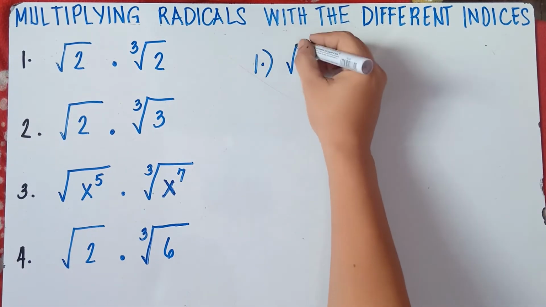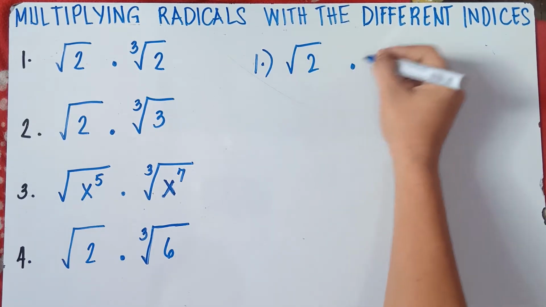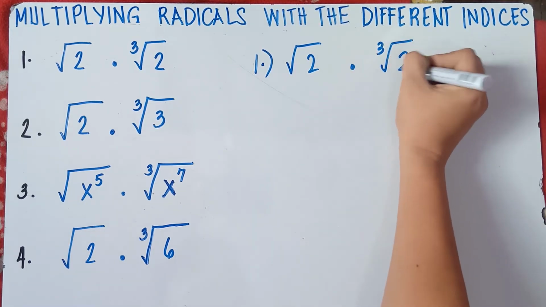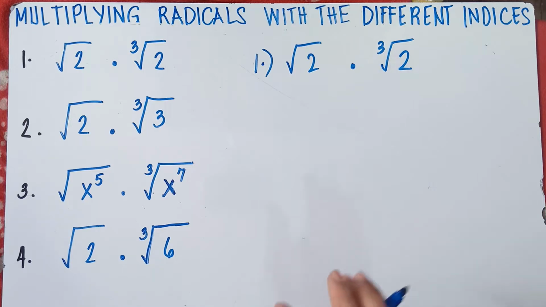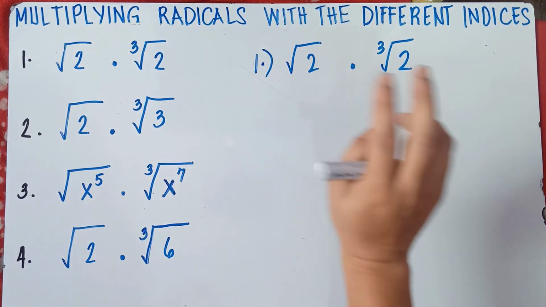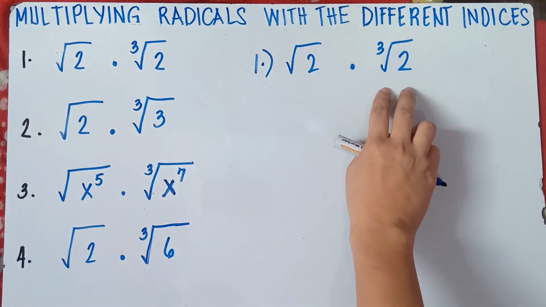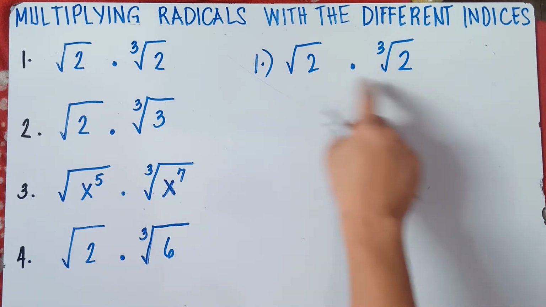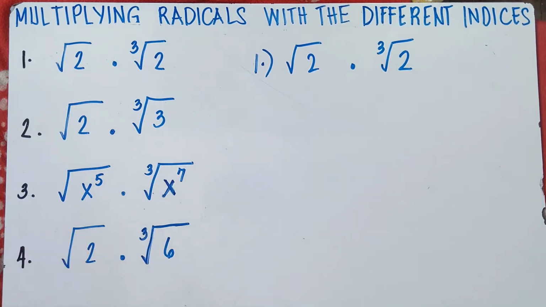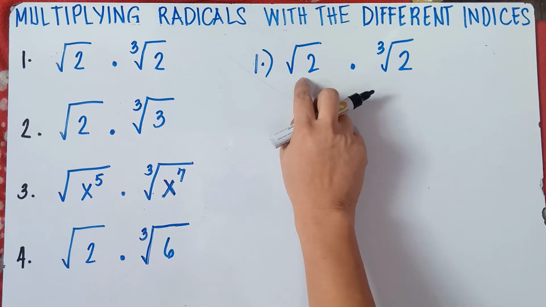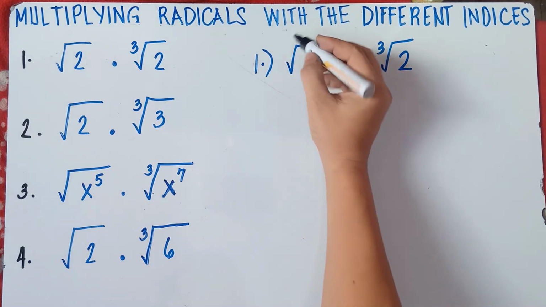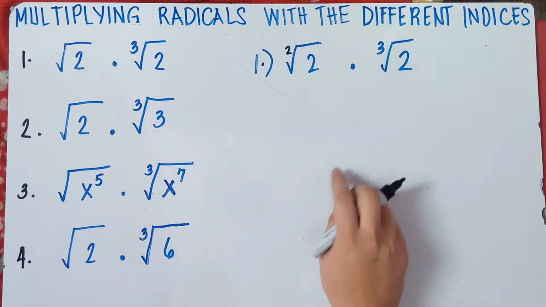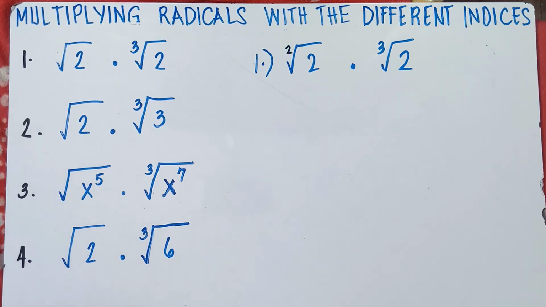We have the square root of 2 multiplied by the cube root of 2. The first thing to do, class, is we need to convert these radicals into rational exponents, because we cannot simply multiply the radicals since the indices are different. The square root here has an index of 2, and this one is 3. So first, we need to convert this into rational exponents.